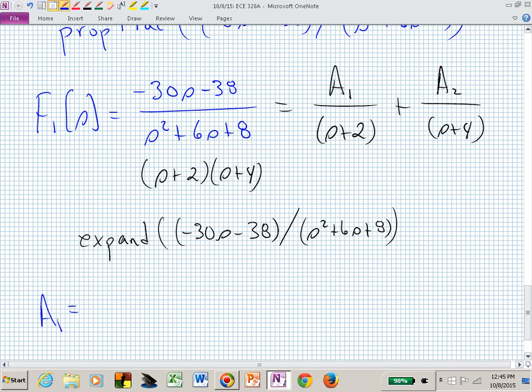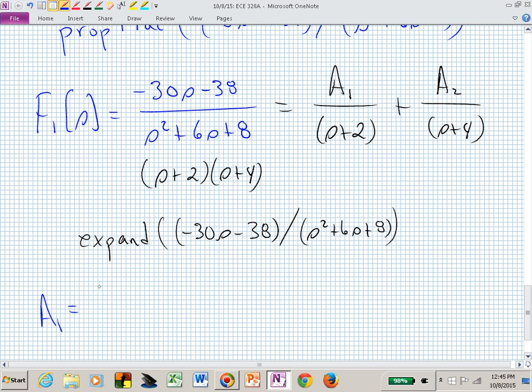What's one technique? In this case, it's probably the most straightforward or most direct approach to find A1 directly. And that's to multiply both sides through by the factor underneath A1, which is S plus 2, and then evaluate the left-hand side that results at the value of S that causes that factor S plus 2 to vanish, or you're evaluating it at S equal minus 2.